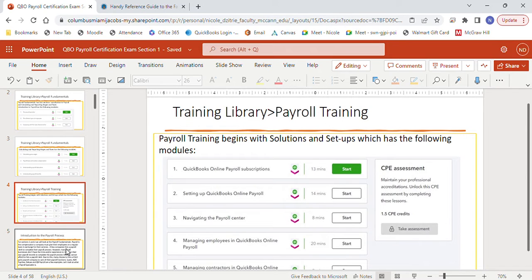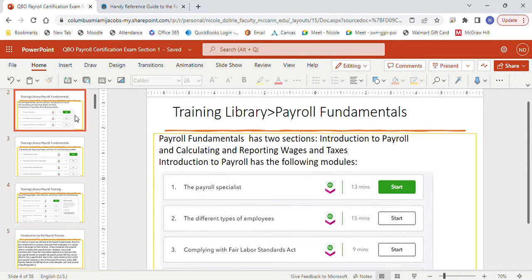Now, if you were to go to the payroll training itself, that's where you'll see solutions and setups, and this would be the first part of that. I think it's like a 4-part. And that's where you're starting to get into sections 3, 4, 5, and 6. And then once you finish that, you go down to time. So that is going to be the later sections of the exam. We're only going to be focusing on the first part, the payroll fundamentals, in sections 1 and 2.